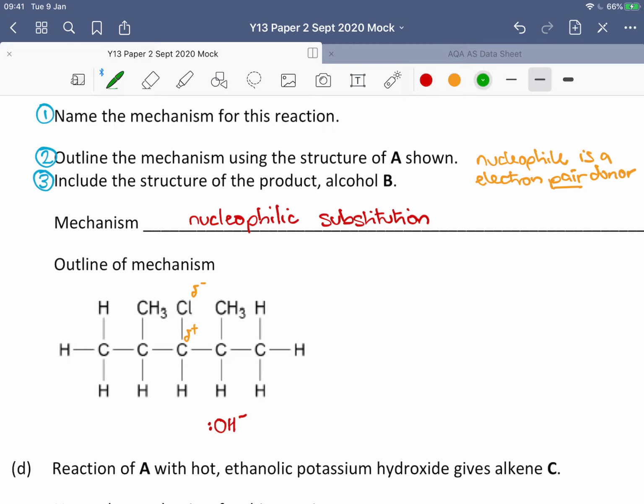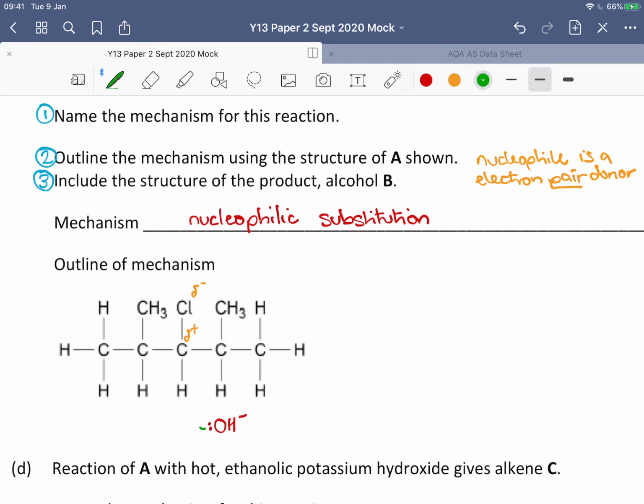So whenever you're drawing arrows in a mechanism, they must be from one of two things, right? This is another strategy. If you've drawn a mechanism and you want to check it, you ask yourself these two questions. Firstly, is your arrow either from a lone pair or a bond? And if it's from anything else, it's wrong. If it's from something that's positively charged, it's wrong. If it's from an atom, it's wrong. It's got to be from a lone pair, and it's got to be from a bond.